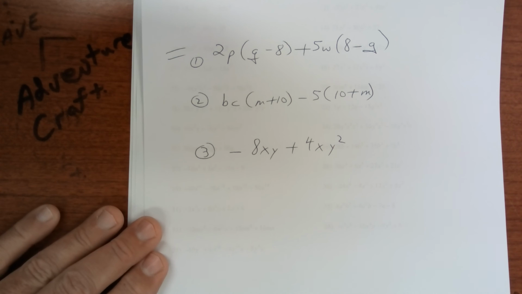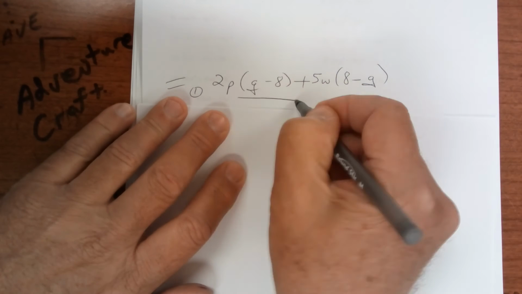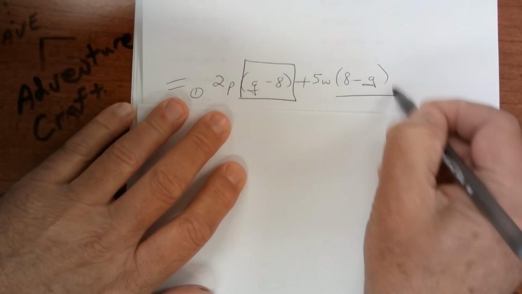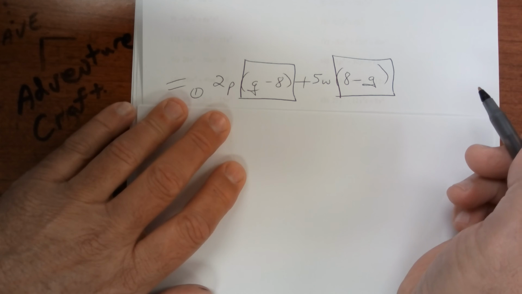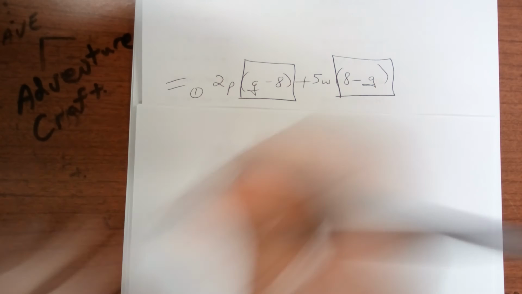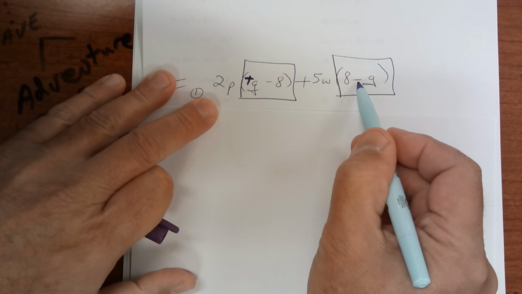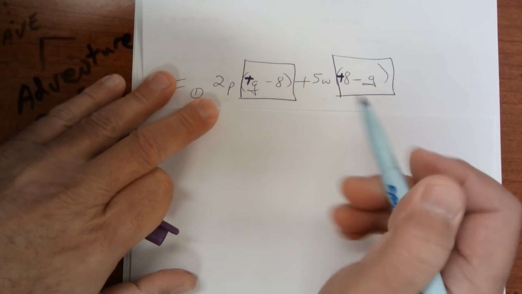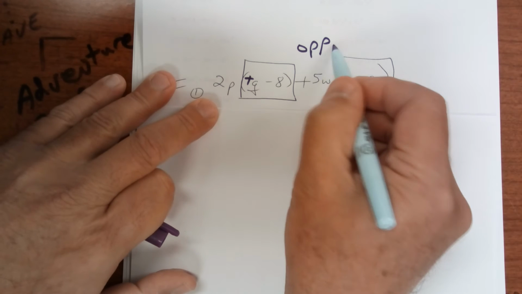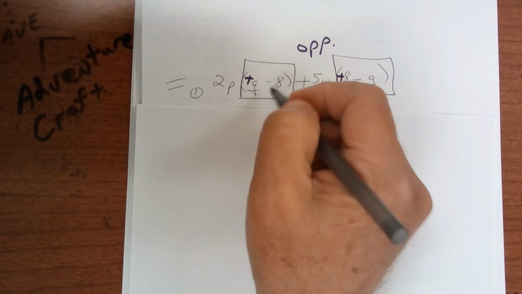All right, now listen carefully. You see how this looks like this? But they're not exactly the same. In other words, this Q is a positive, and this Q is a negative. This 8 is a negative, and this 8 is a positive. These are called opposites. So what I'm trying to say here is they might look the same, but they're not the same. So in order to make them the same, you factor out a negative.